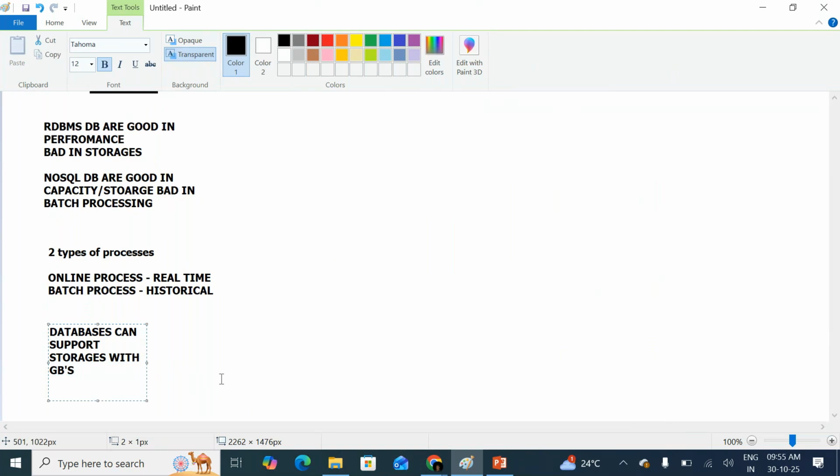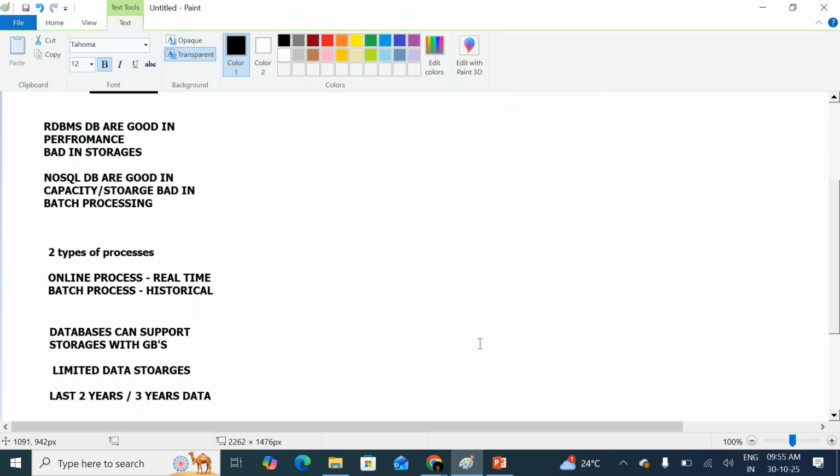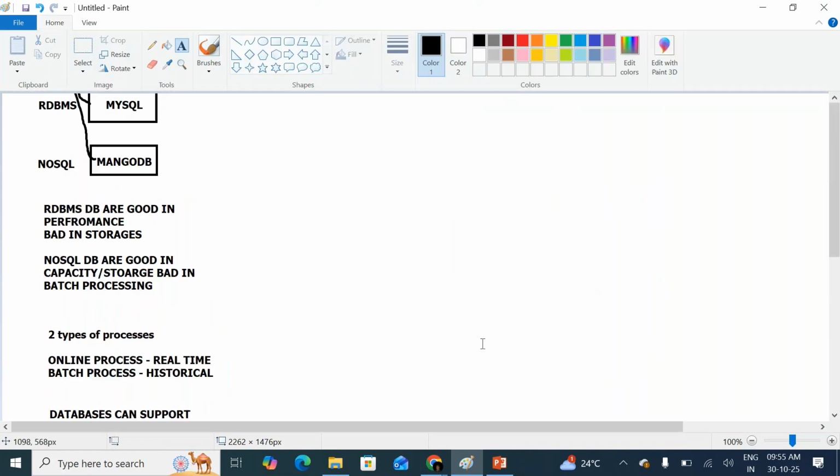That means limited period, limited data storage, whether it is 100 GB, 1000 GB, or 2000 GB, not much there. Let's say, for example, you can maintain your data for the last 2 years or 3 years, like that. You got my point, sir? 3 years data, like that. Understand, sir? Yes or no?